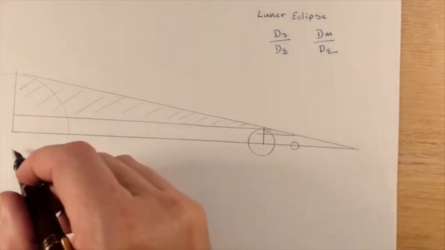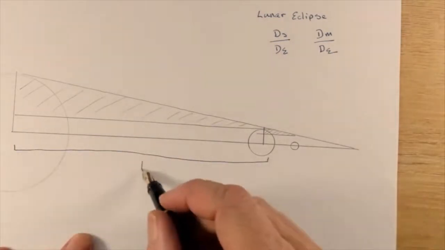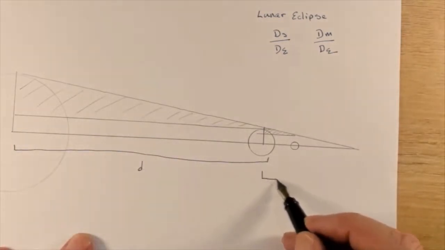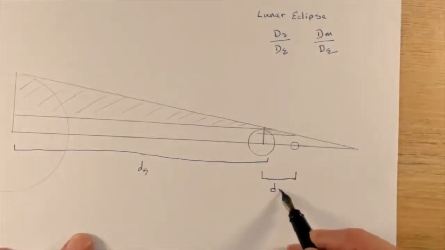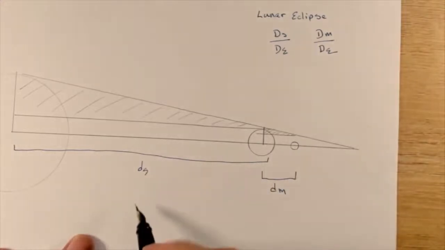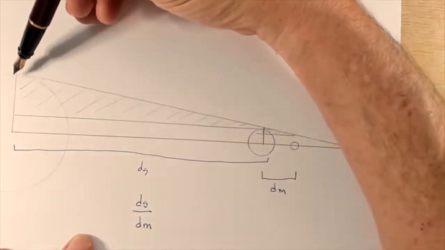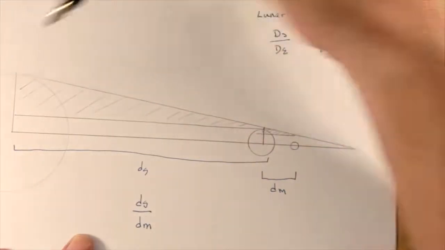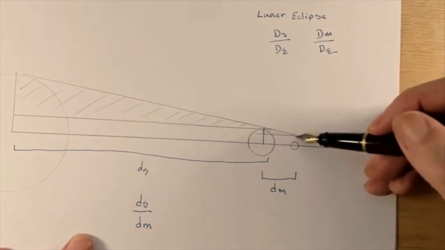Now, once again, here is the distance to the sun. Here is the distance from the Earth to the moon. Now, because they're similar triangles, we realize that the distance to the sun over the distance to the moon would equal the height of the triangle formed by the Earth and the sun over the height of the triangle formed between the Earth and the moon.